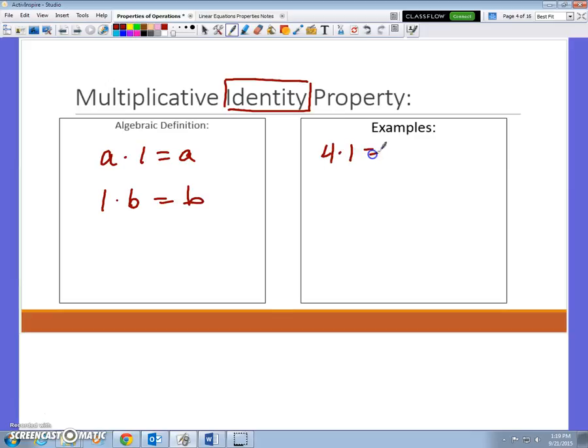4 times 1 equals 4, or 8 times 1 equals 8, or negative 3 times 1 equals negative 3. All right. Basically, it's just a fancy name for saying when you multiply something by 1, it still is the same. It keeps its identity. Multiplicative identity. Additive, you add 0. Multiplicative, you multiply by 1. Both of those things happen. You keep the same identity.